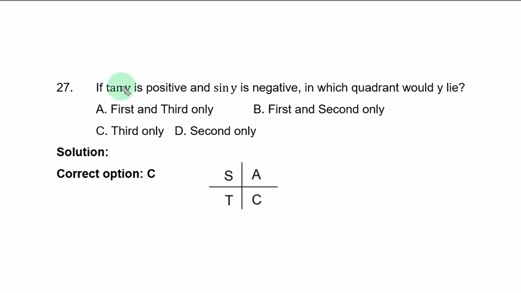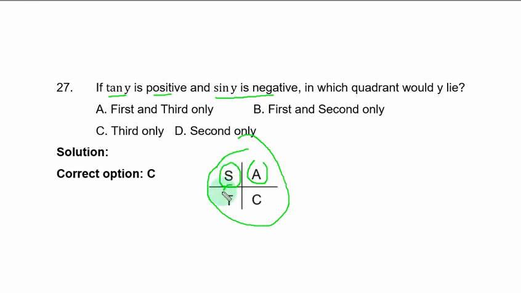Question 27. If tan Y is positive and sin Y is negative, in which quadrant would Y lie? Solution. This diagram helps to answer that question correctly. This A means in the first quadrant, all the trig ratios, sine, cosine, and tangent are positive. In the second quadrant, sine is positive. That means tangent and cosine are negative in the second quadrant.